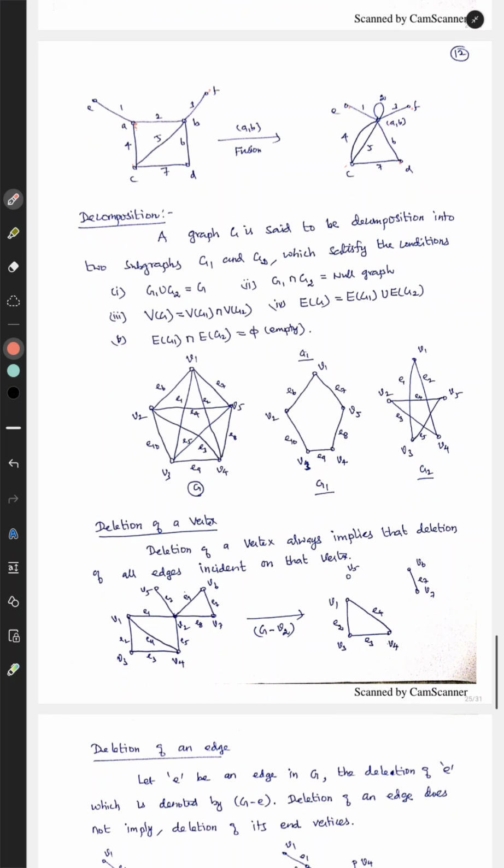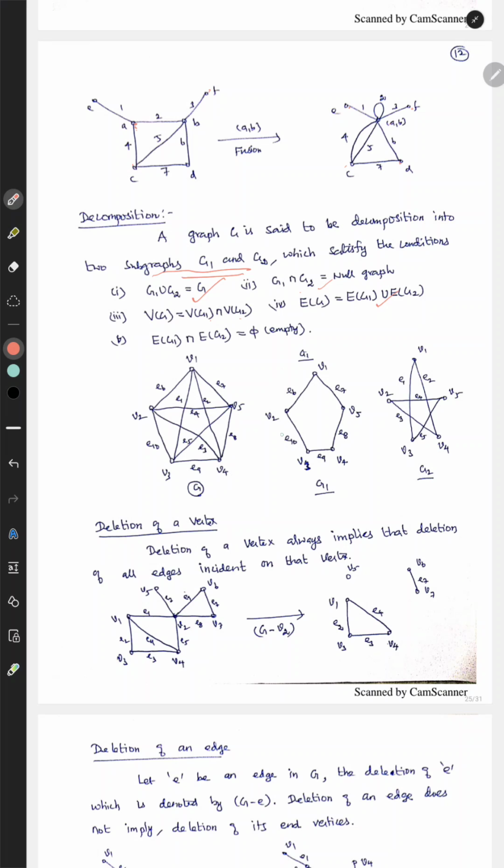Now what do you mean by decomposition of a graph? So a graph G you are having, we will say it is decomposed into two subgraphs G1 and G2 if you get G1 union G2 is G, and G1 intersection G2 is a null graph. The vertex set of G should be the intersection of the vertex sets of G1 and G2. Basically all the vertices in G should be there in G1 as well as G2 when you consider the decomposition. So the edge set should be the union of the edges in G1 and G2.